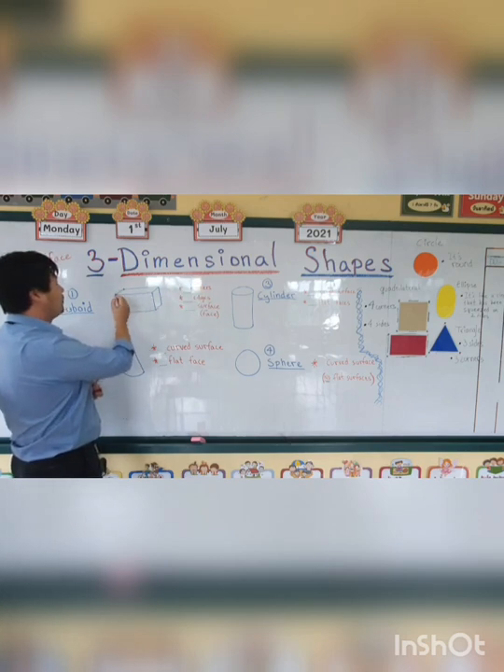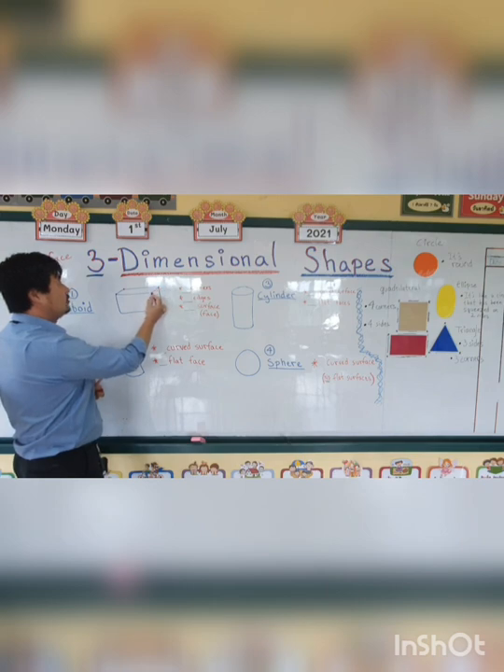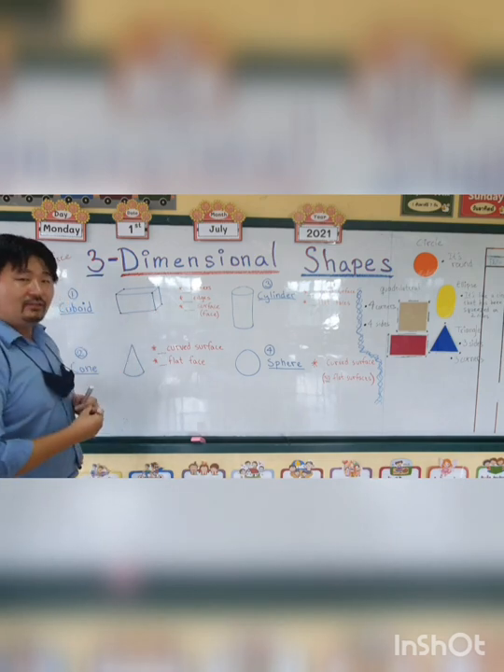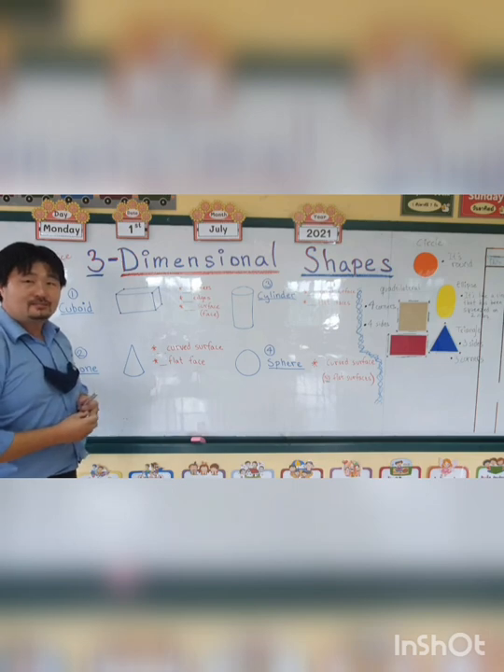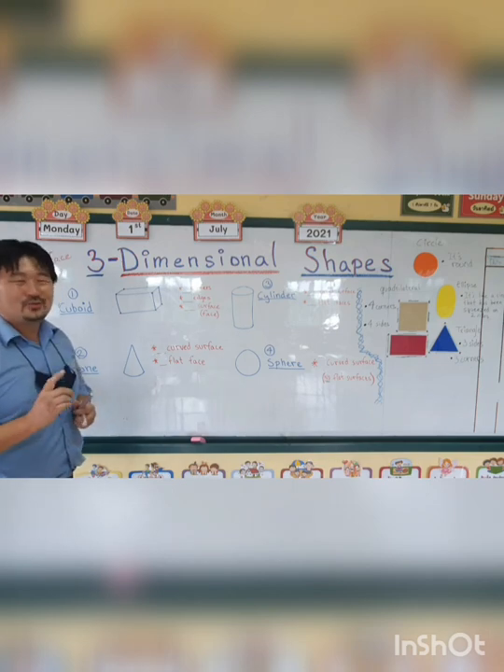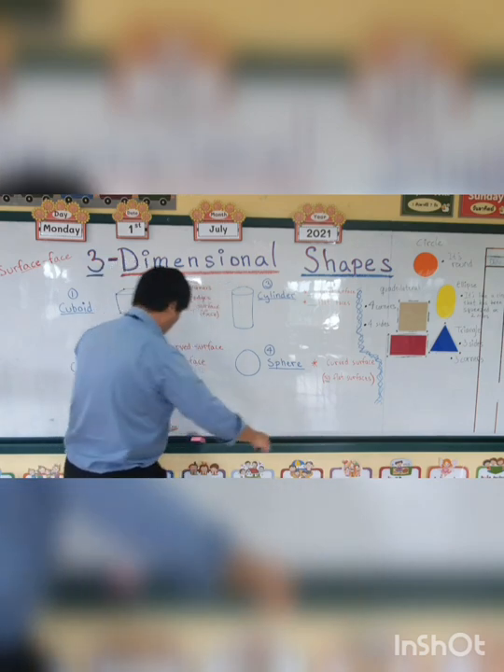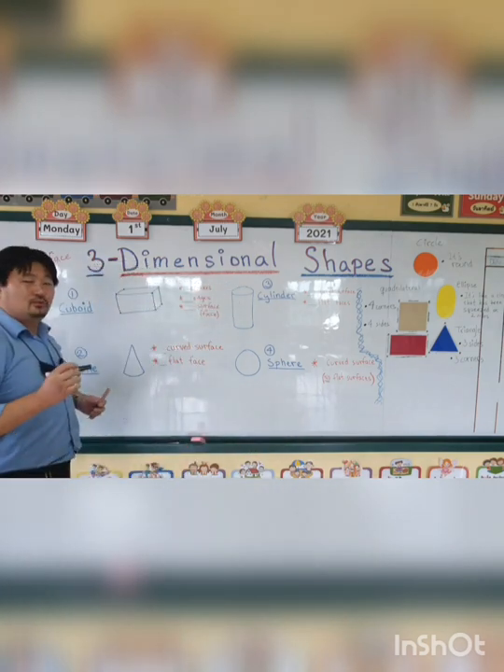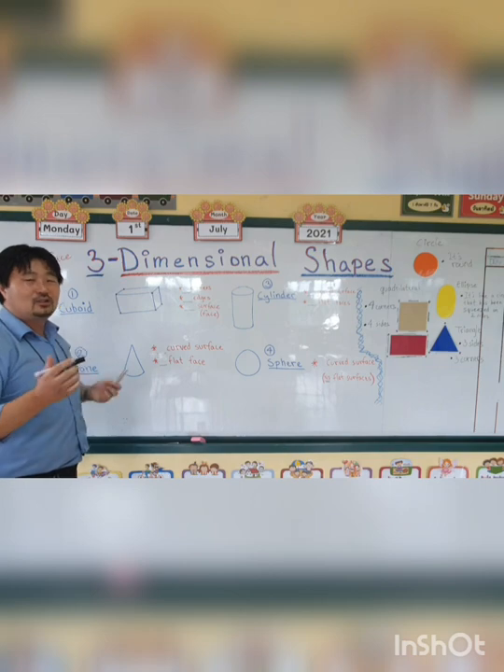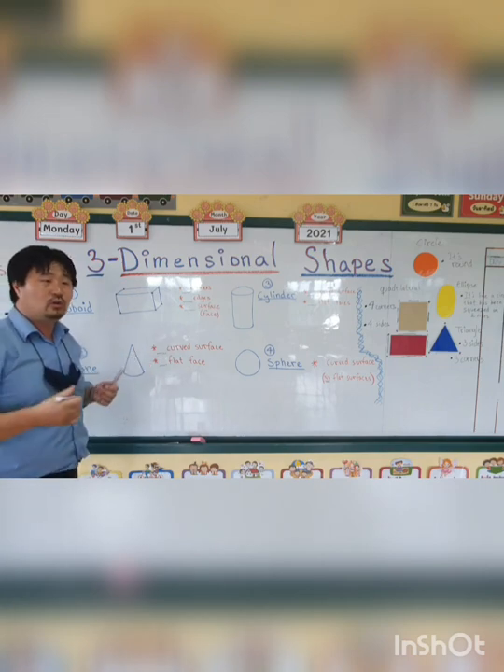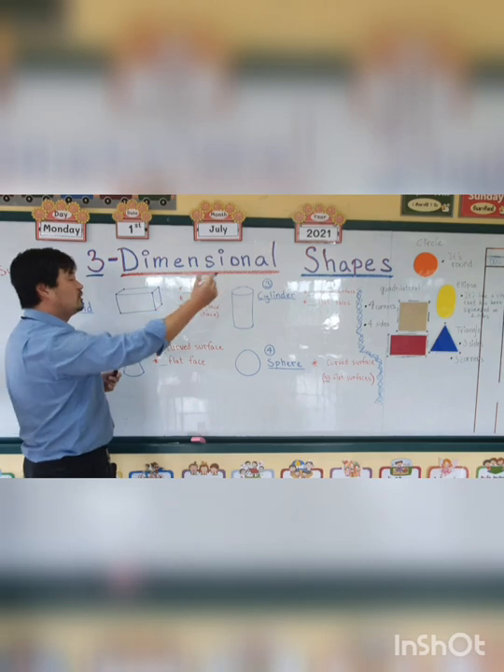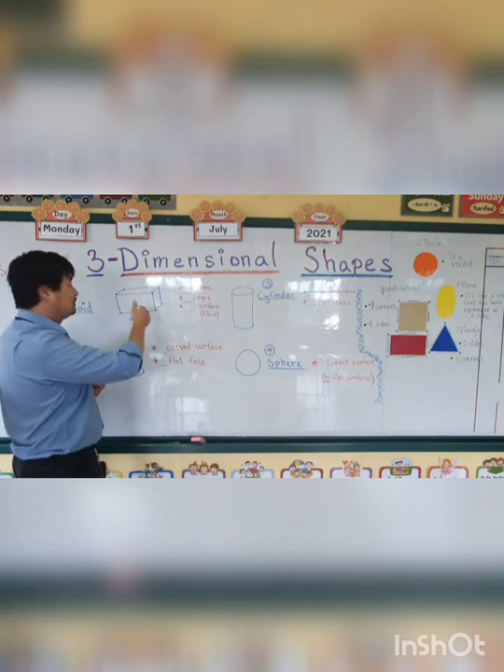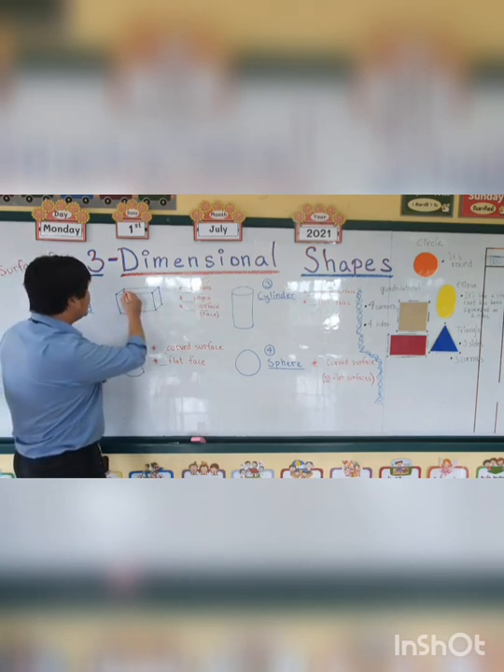1, 2, 3, 4, 5, 6, 7. It has 7 corners. Is that correct? No, you are right. It is not correct. Do you know why? Because you cannot see all the corners. It has one more corner you cannot see right now. And it goes over here.